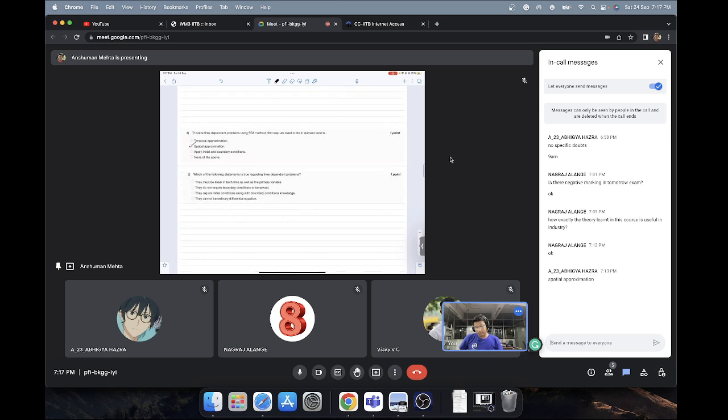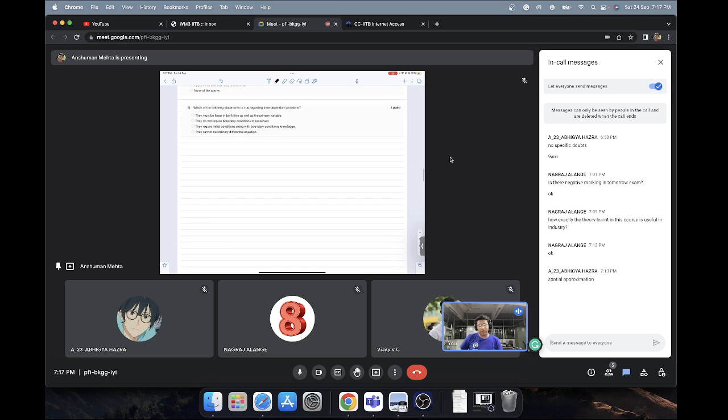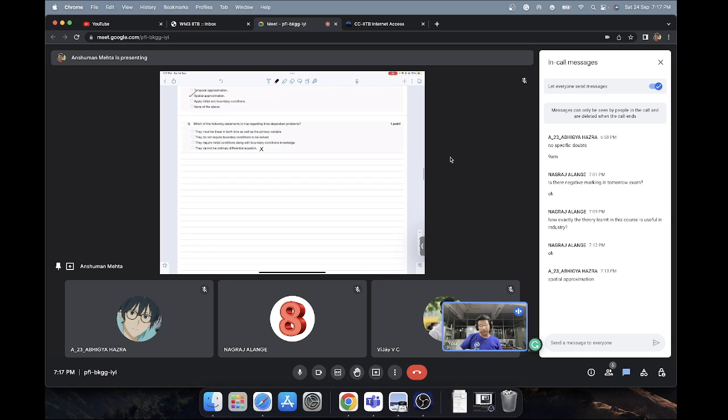Okay. Now next is which of the following statement is true regarding time dependent problem. First is they must be linear in both time as well as primary variable. Next is they do not require boundary condition to be solved. Third is they require initial condition as well as boundary condition knowledge. Fourth is they cannot be ordinary differential equation. So the last one is cancelled because, as just mentioned before, they are converted into ordinary differential equation.